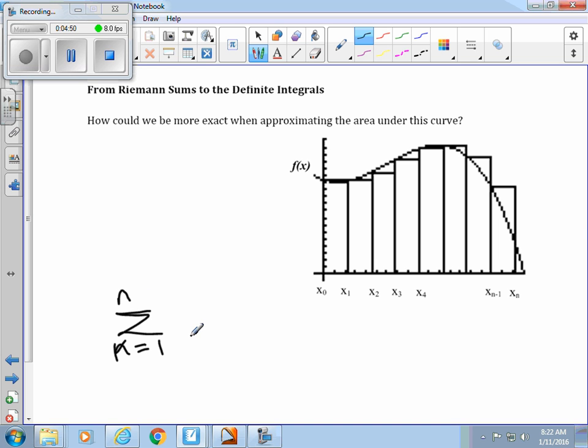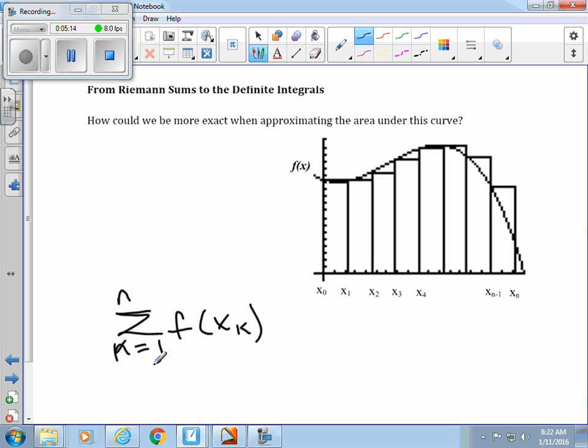And I want to sum up those rectangles. I'm going to use the little subscript as a k. So I'm going to multiply f of x sub k. Does everyone agree? The height. And why did I start at 1 and not 0? Because it's a right sum.